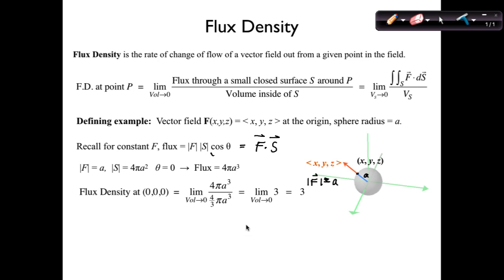So we got 4 pi a cubed as our flux, divided by the volume, which is 4/3 pi a cubed, which is just 3. So it doesn't matter what the volume is, right? No matter what the volume is, we get 3. So that means the flux density at the origin, or the rate of change of flow out from the origin, has a magnitude of 3.